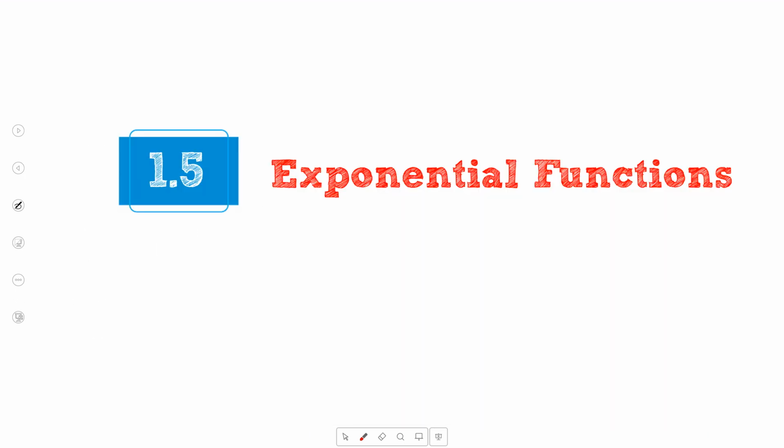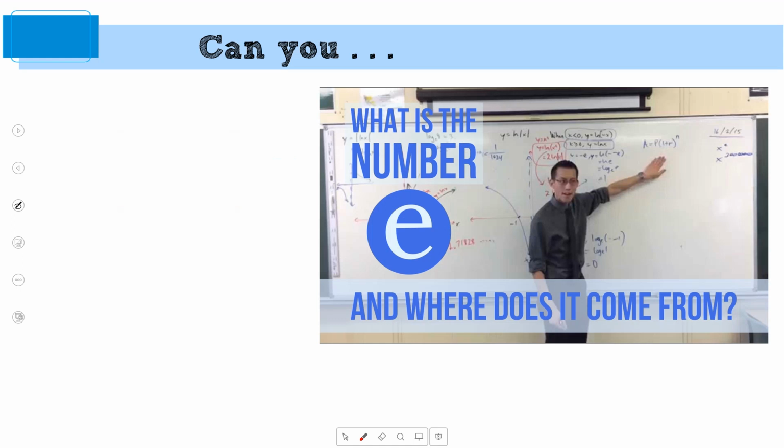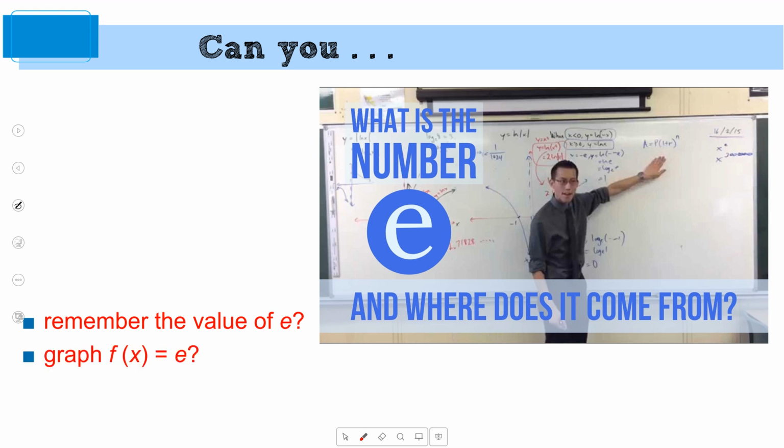Okay, almost done. You love exponential functions, don't you? Remember that number e? You worked with it last year, right? Yes, you did. Okay, so we're going to talk about the value of e, the graph of e, and we're going to refresh your memory on the laws of exponents. We're going to go through this quickly because I know you learned it really well last year.